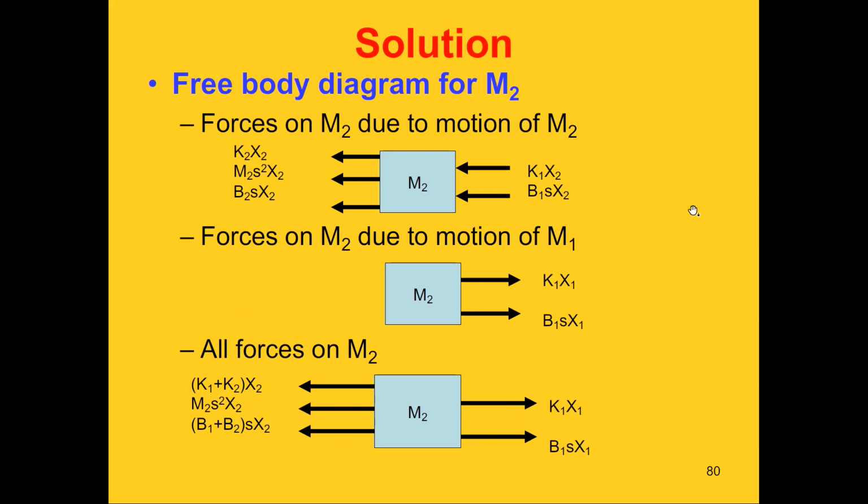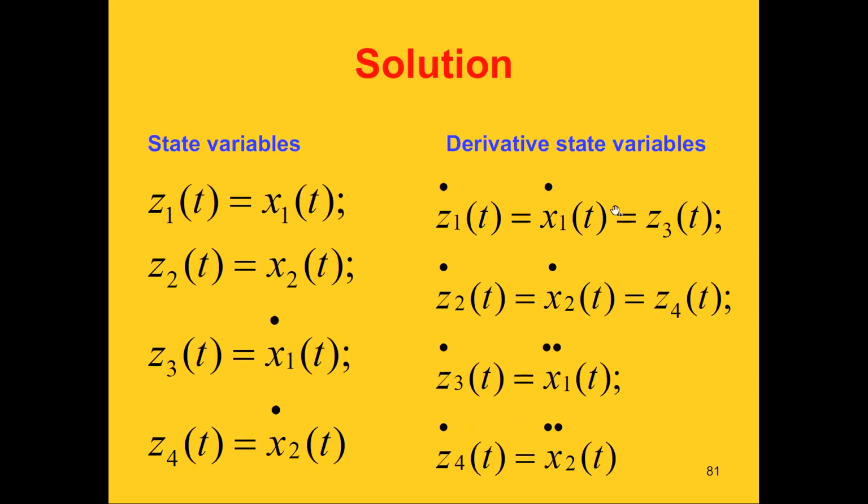Same concept. And then the state variables are here: Z1, Z2, Z3, Z4, which are X1, X2, X1 dot, and X2 dot. The derivatives are Z1 dot equal to X1 dot equal to Z3, Z2 dot equal to X2 dot equal to Z4. So we have the two state equations already. And we have to derive X1 double dot and X2 double dot, similarly to the previous example.